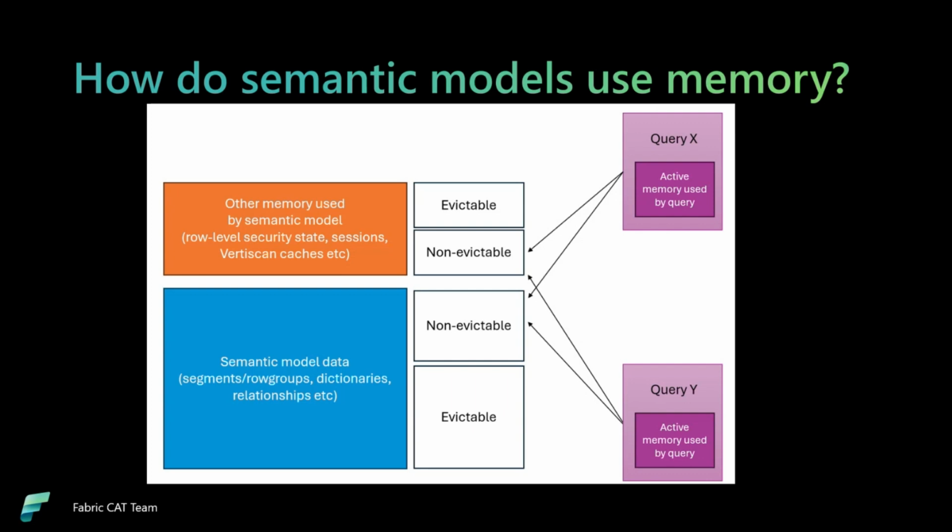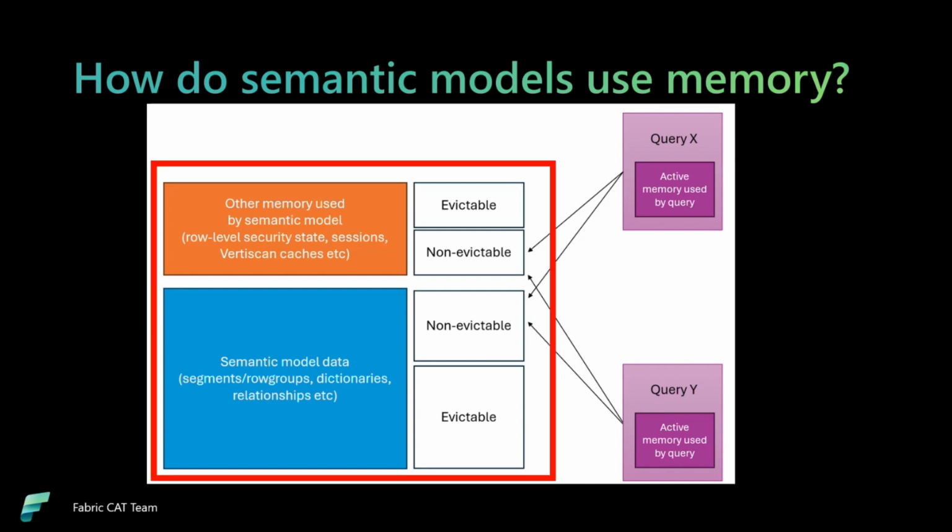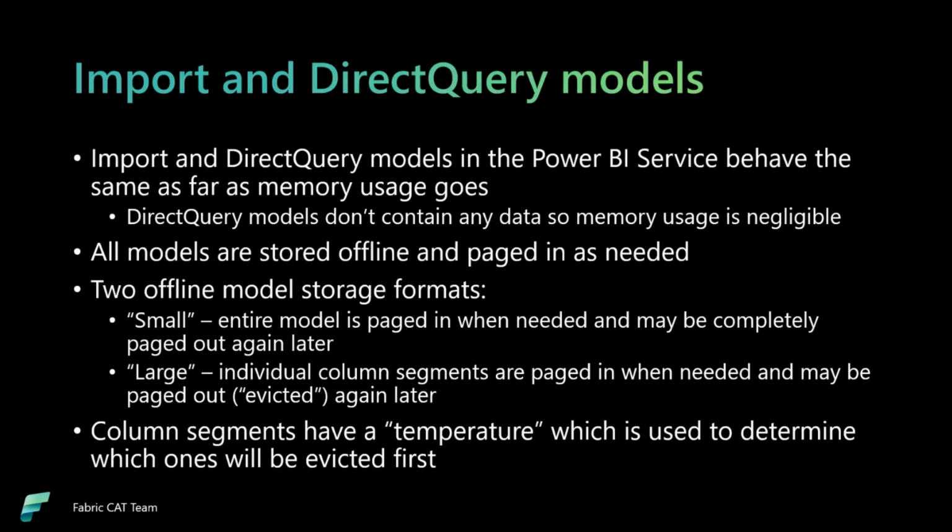Now, queries themselves also consume memory, but we're not going to talk about them just yet. We will focus purely on semantic models, how they use memory, and the types of errors that we might run into there. So, how do different flavors of semantic model, different storage modes work?